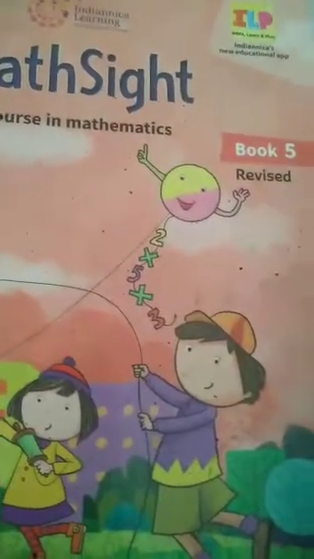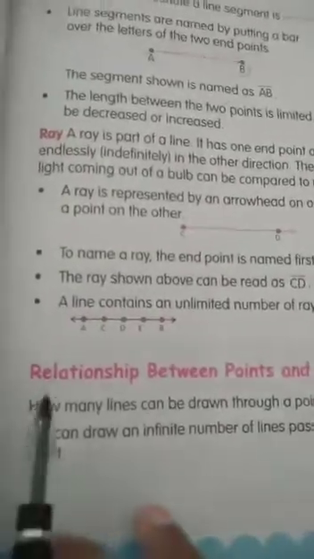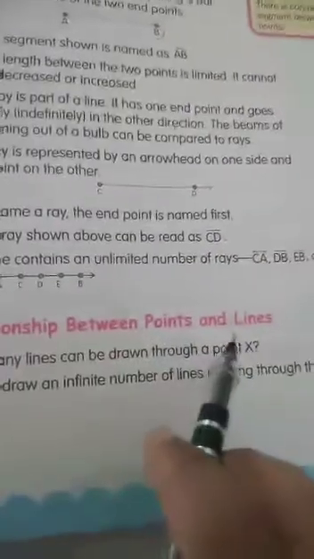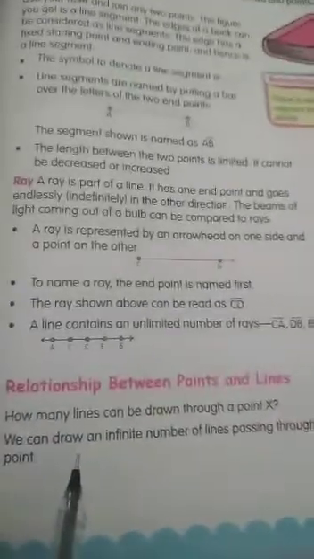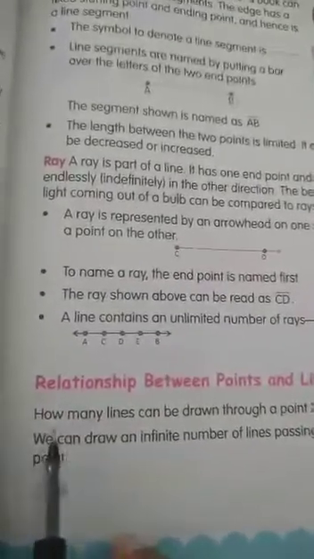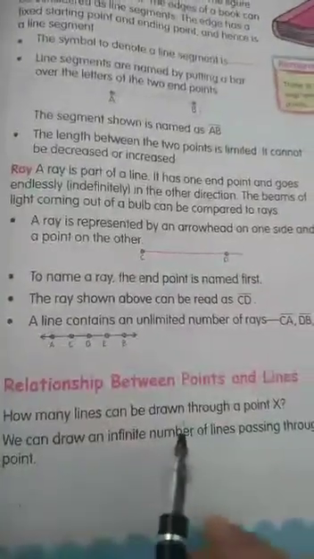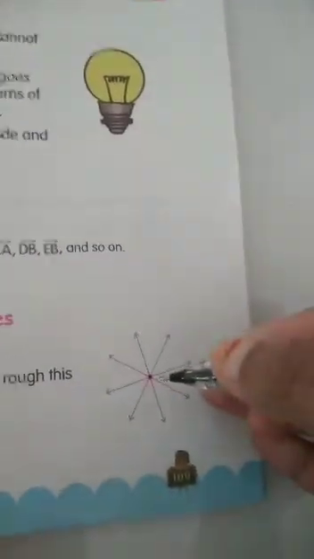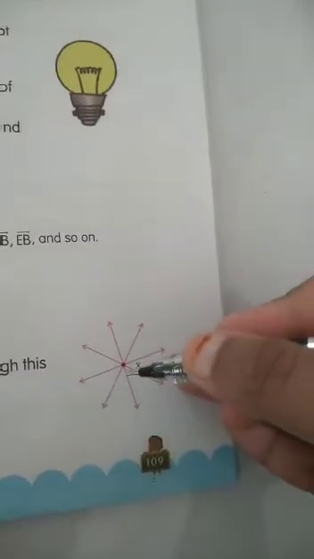In today's video, let us learn the topic relationship between points and lines. This is page number 109, chapter 7. How many lines can be drawn through a point X? See this figure. So how many lines can be drawn through a point X? We can draw an infinite number of lines passing through this point.